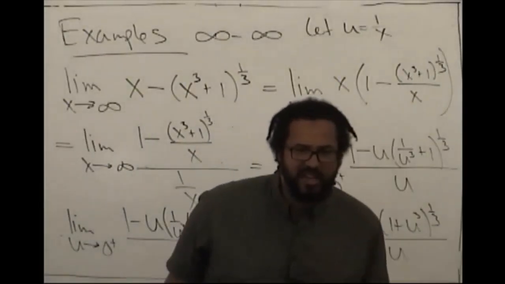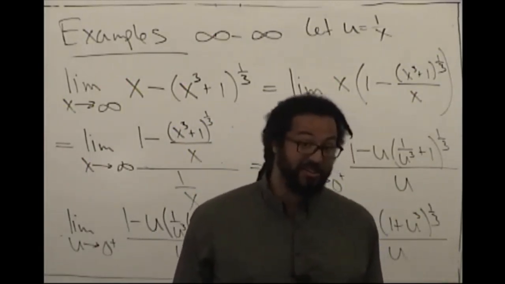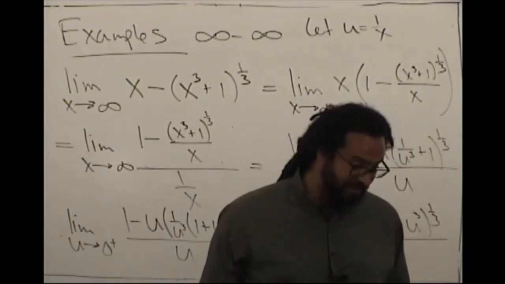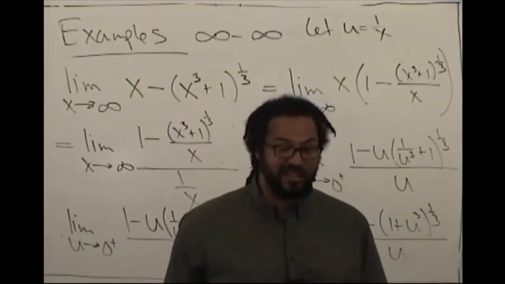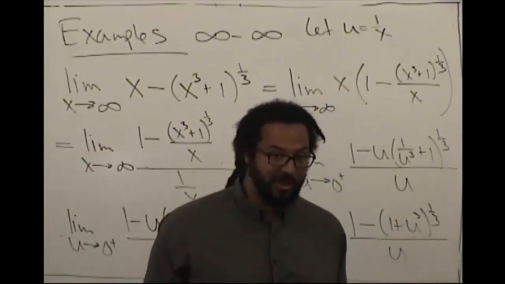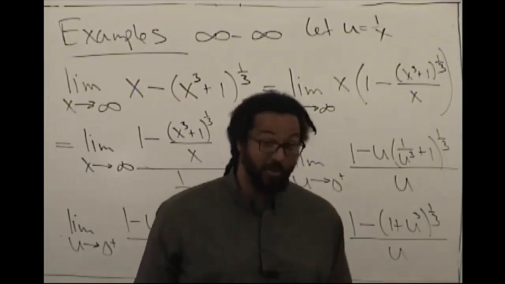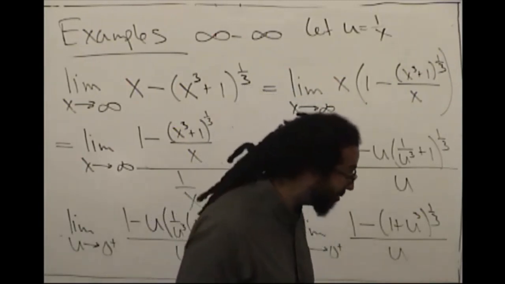All right, here's an example of an infinity minus infinity where there aren't any fractions visible. So we need to sort of insert some fractions somehow. And if anyone sees an easier way to do this problem, please let me know. I'm not sure this is the most straightforward way to approach this, but it's the only way I could see how to do it. And I did spend some time trying to figure it out.